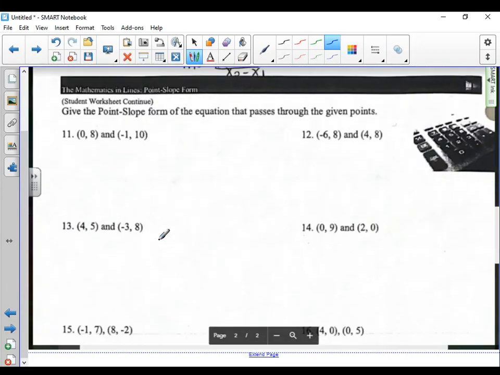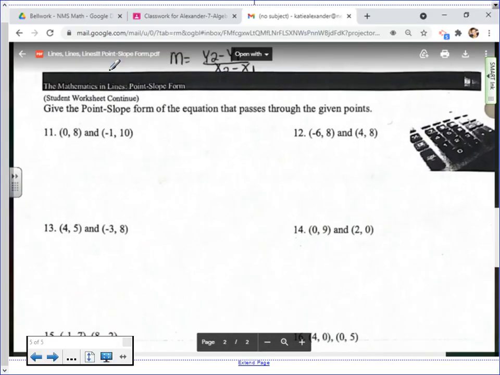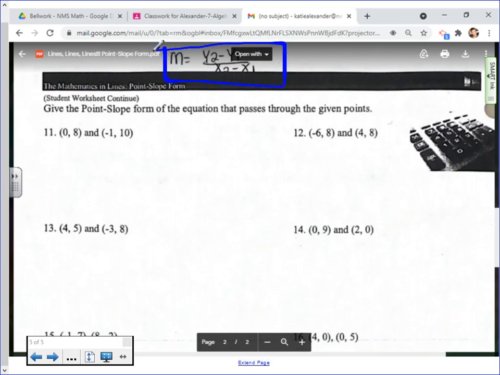The back page now. So we're starting with number 11. If you look up at the top of your paper, there is a formula at the top: y2 minus y1 over x2 minus x1. It's right at the top of your paper.